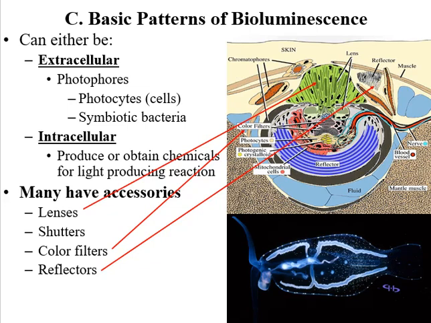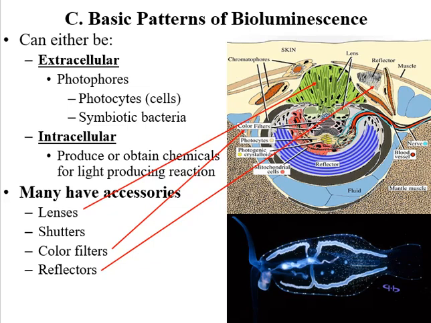Photophores are organs. And there's a picture of a photophore in this diagram. That is a photophore. This photophore has the bioluminescent parts. If you look at the photocytes in the middle, those are cells that are producing light. But look at all these accessories here.